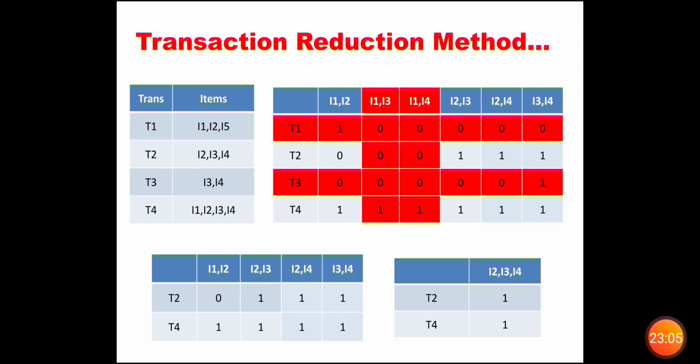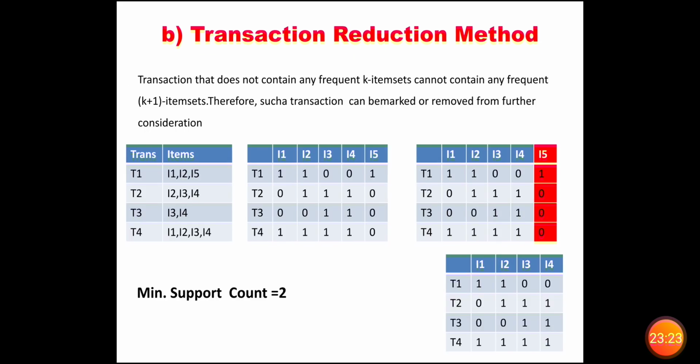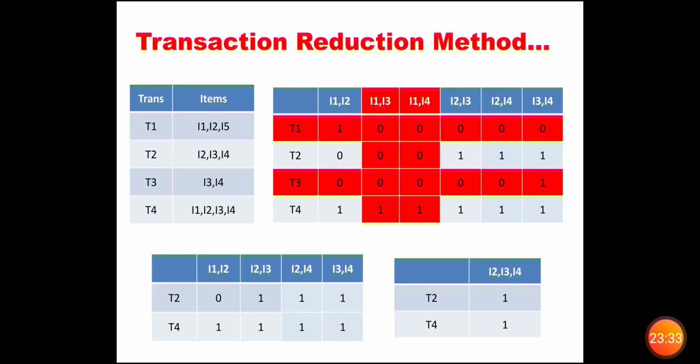Next, in the same way, we'll build another table with transaction ID and items. The base table we have taken here. From this table we'll again go for two item sets. Initially we had taken only the one item sets, I1, I2, I3, I4, I5. Now in the same way we'll take two item sets. Here we have taken I1 I2, I1 I3, I1 I4, and I2 I3.